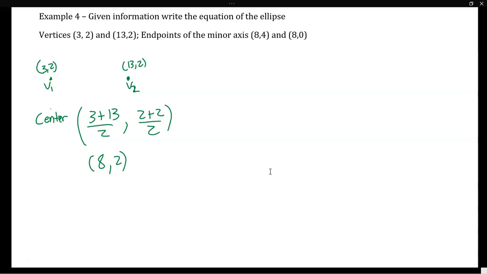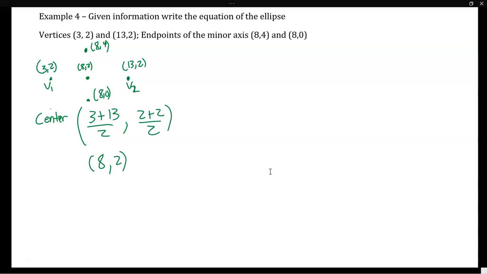And then the endpoints of the minor axis are 8, 4, and 8, 0. So let's put our center here. And so we know that has coordinates of 8, 2. And so now if we go up from here, we're going to go 8, 4, and then we go down 2 from here. We're going to go 8, 0. All right, so now what that tells us is that the horizontal axis is the major axis.